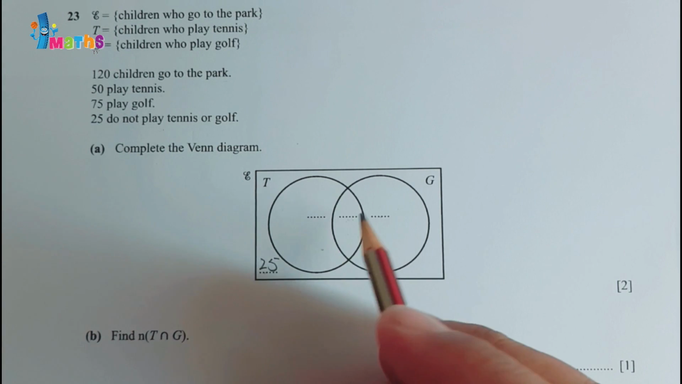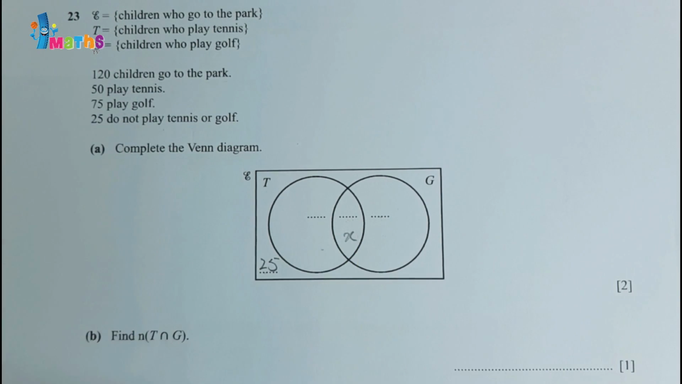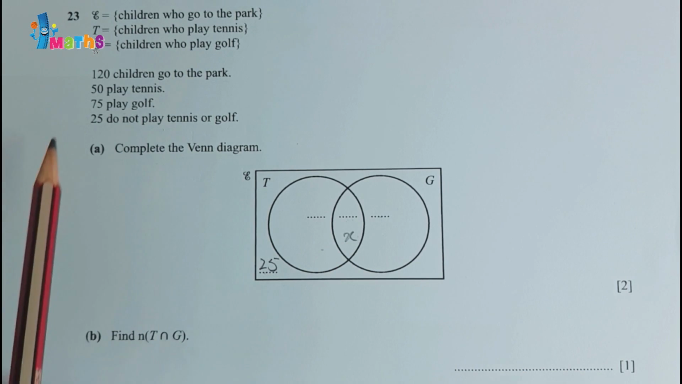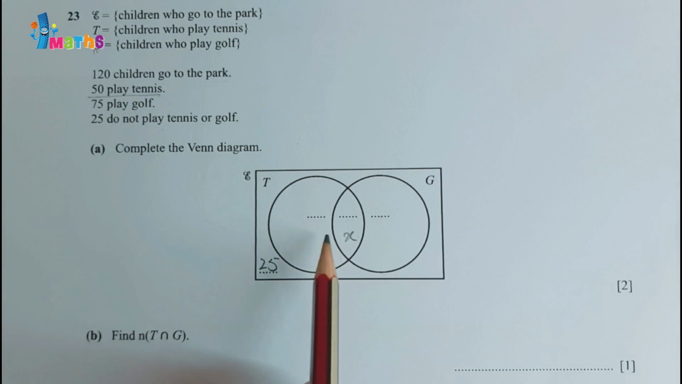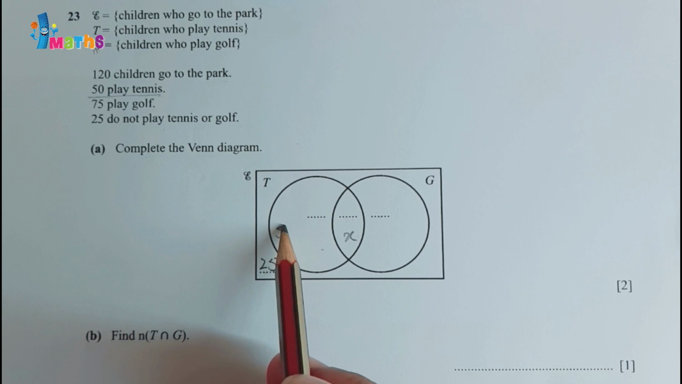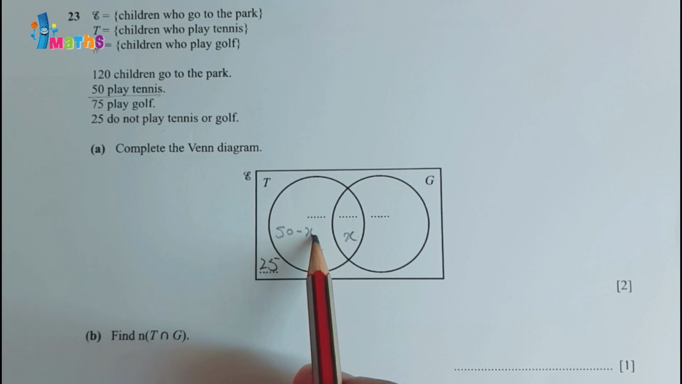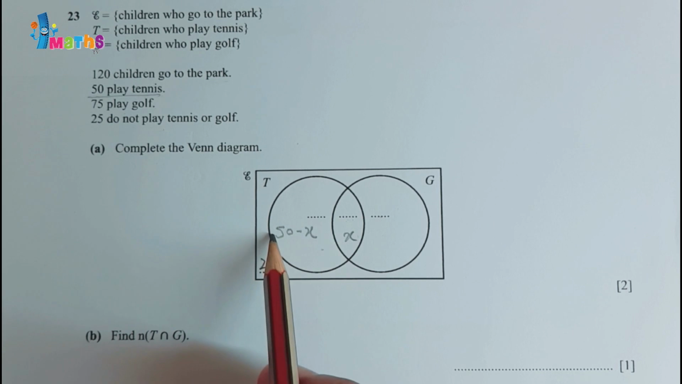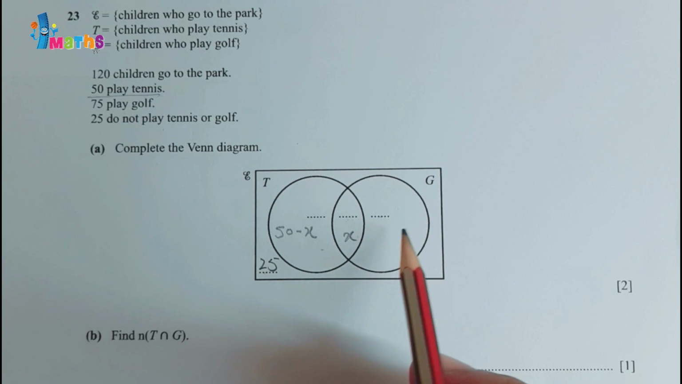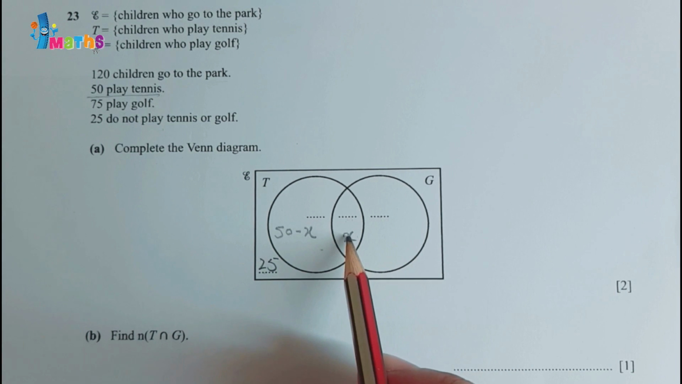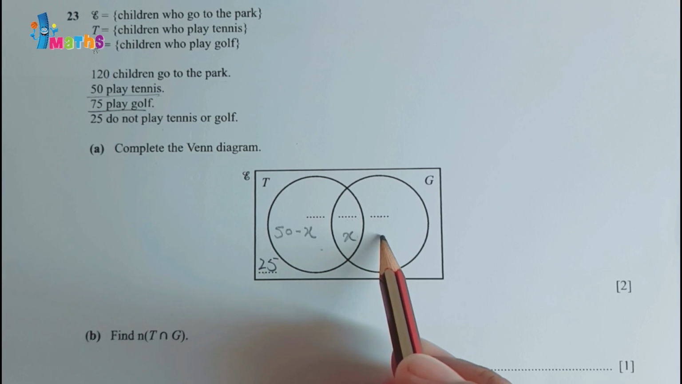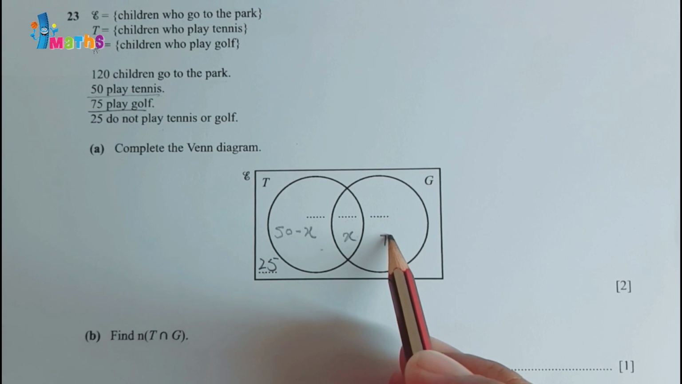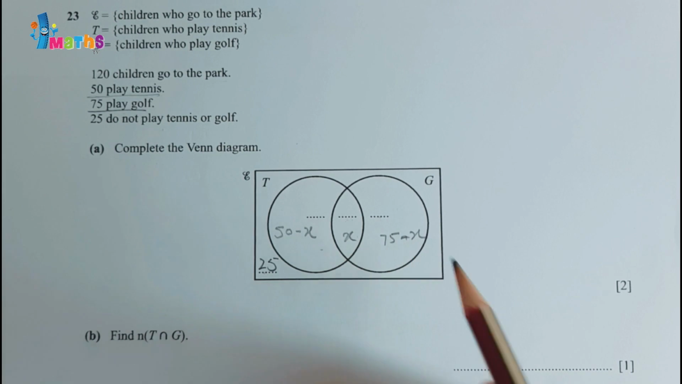Now we suppose that this value is, for example, x. If this one is x, according to this statement, 50 play tennis, so the remaining will be 50 minus x, because x is here. When we combine these two numbers, it will become 50, which is provided here. Similarly, we can do the golf number also. If this is x, and golf players are 75, we'll write here 75 minus x, in this region.